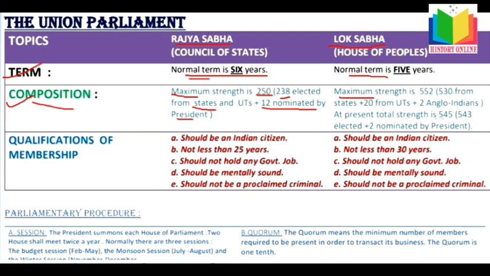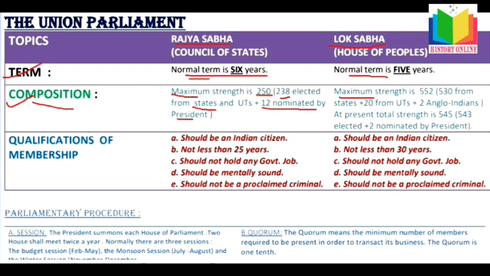Now, the allotment of members to the various states is made on a population basis. Uttar Pradesh is represented in Lok Sabha by 80 members. Maharashtra sends 48 members. Goa, Manipur and Meghalaya 2 each, and Mizoram, Nagaland, Sikkim 1 each, and the Union Territory of Delhi sends 7 members to the Lok Sabha. So this is mainly the composition of Rajya Sabha and Lok Sabha.